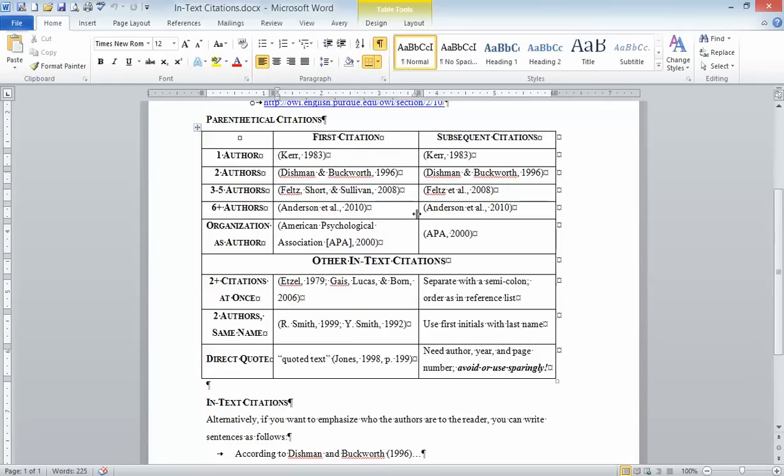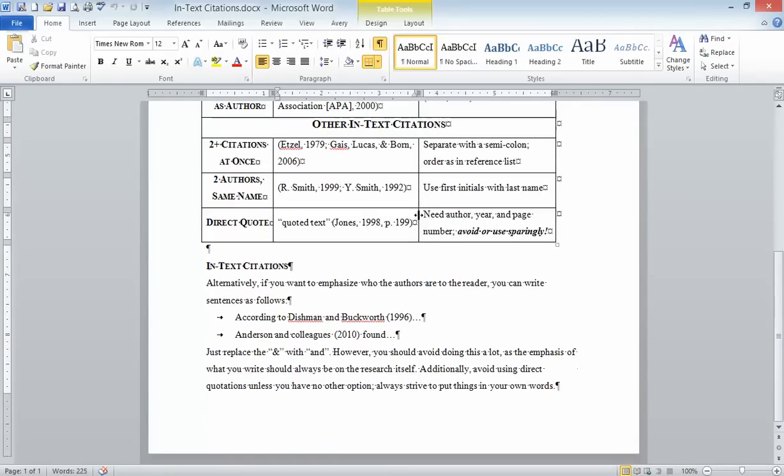Now for doing direct quotations, it's pretty straightforward. You'll have the quoted text in quotation marks, followed by the citation, and the citation will be the same as any other time. So if this was 3 authors, you would have the first 2 authors, an ampersand, and then the third author, followed by the year. And now this time the year will be followed by the page number. So after the year, comma, space, p period, space, and the page number.